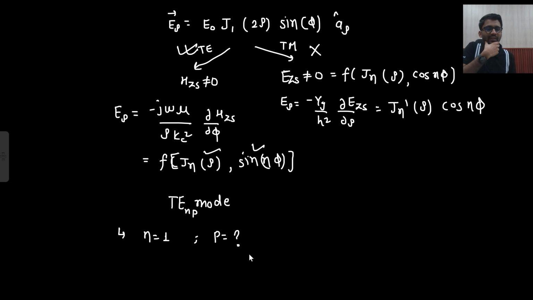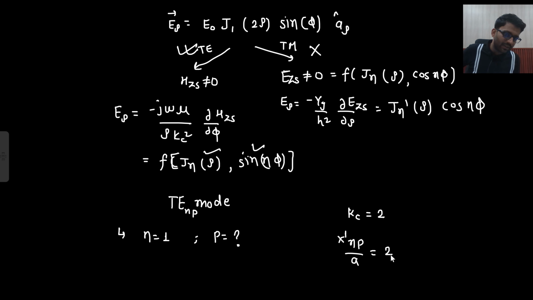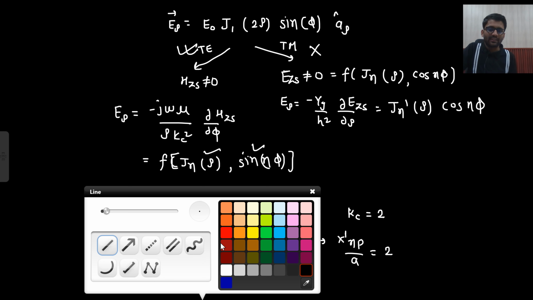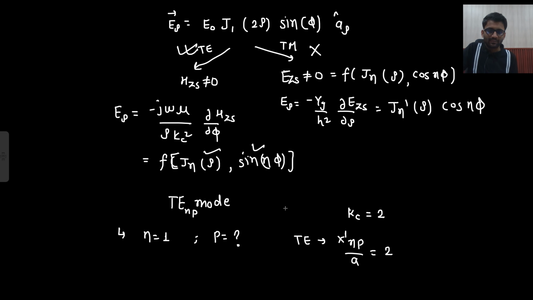So what information is given here? The value of Kc. The value of Kc is 2. Now what is this equal to? Kc is equal to x dash np by a. Why is that so? Because for TE mode, Kc is equal to x dash np by a. Right?